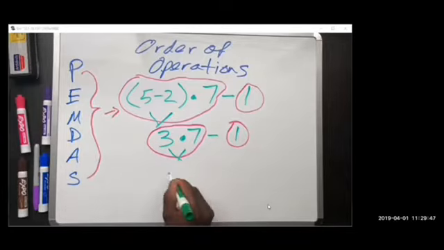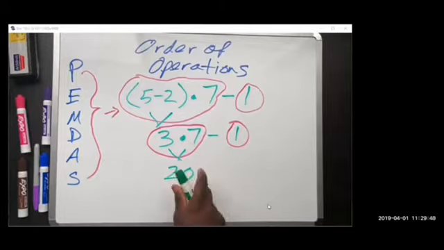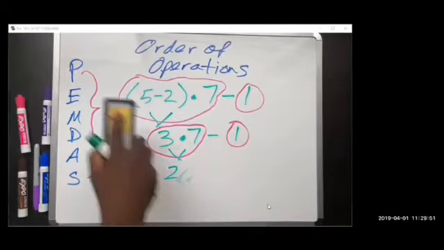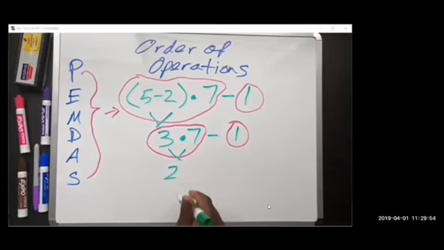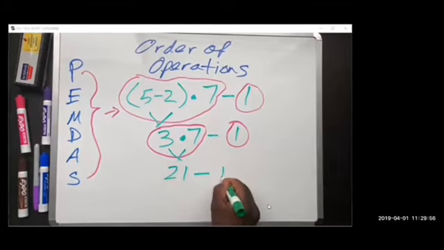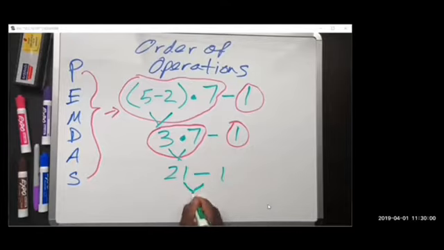So we multiply 3 times 7, which is 21. Minus 1. Bring down that minus 1. Last step, put that little caret there. And then we get 20, and that's our final answer.